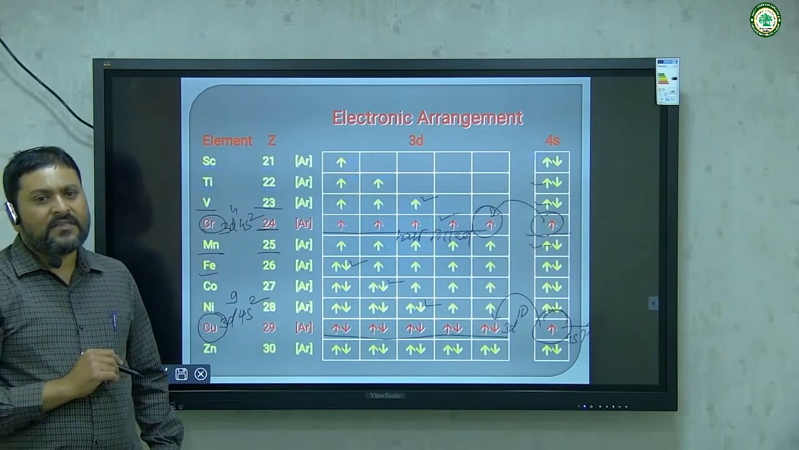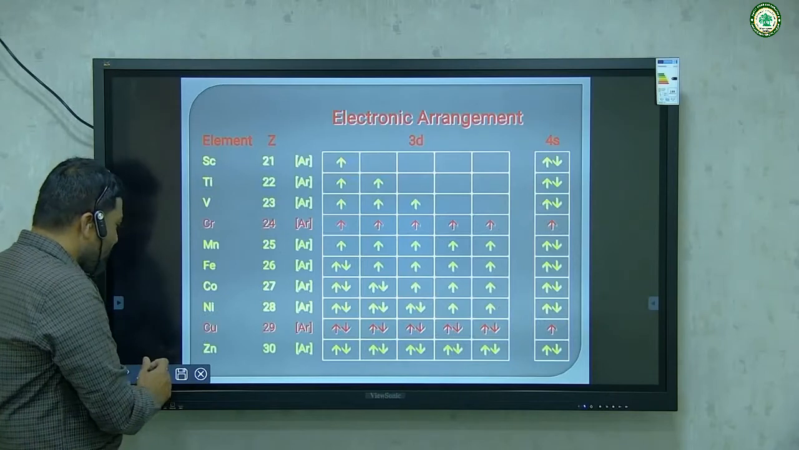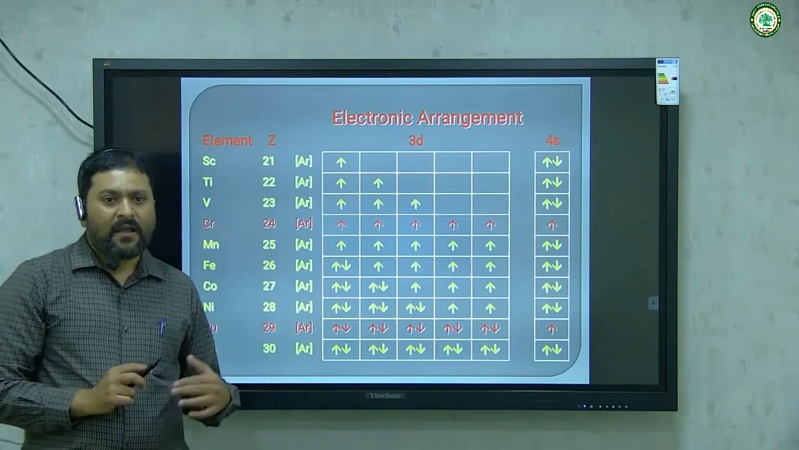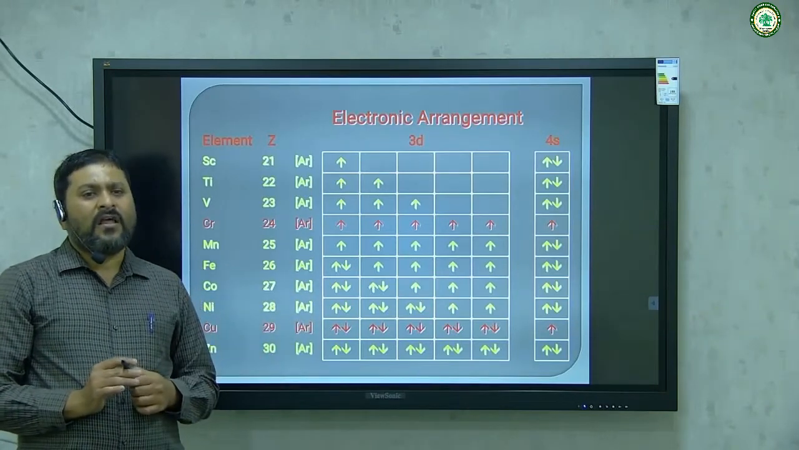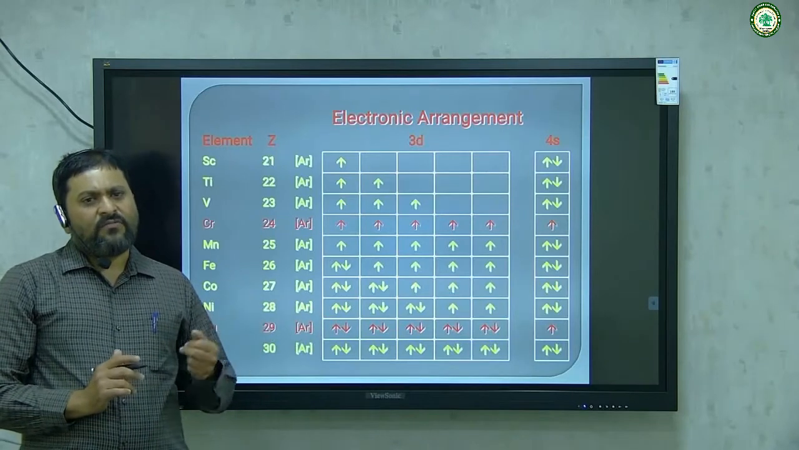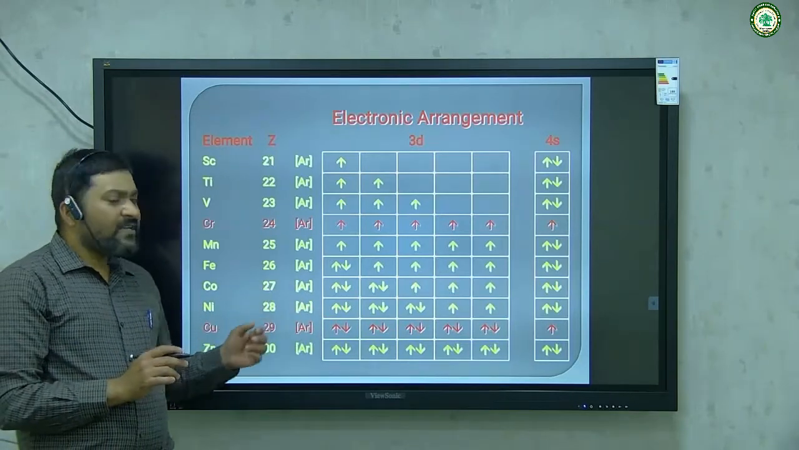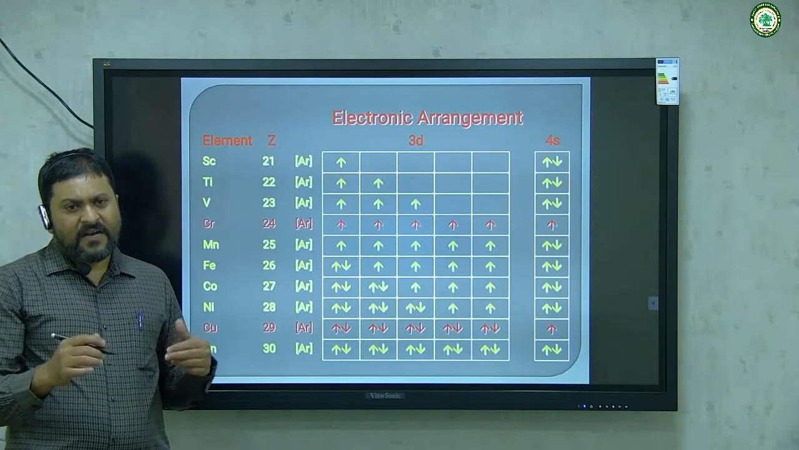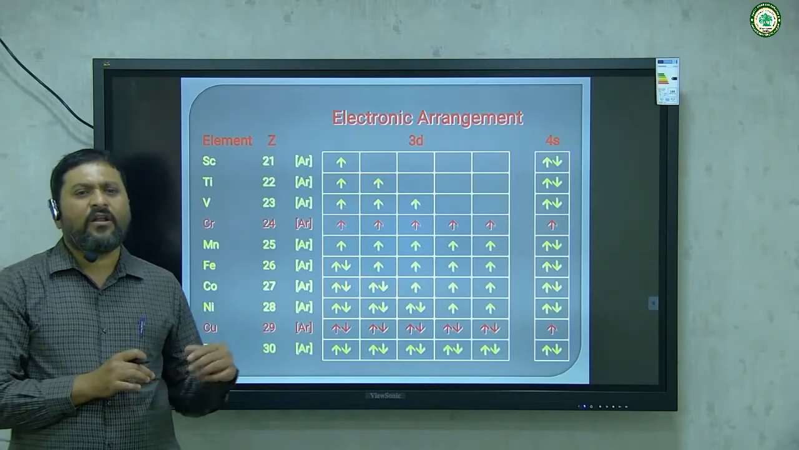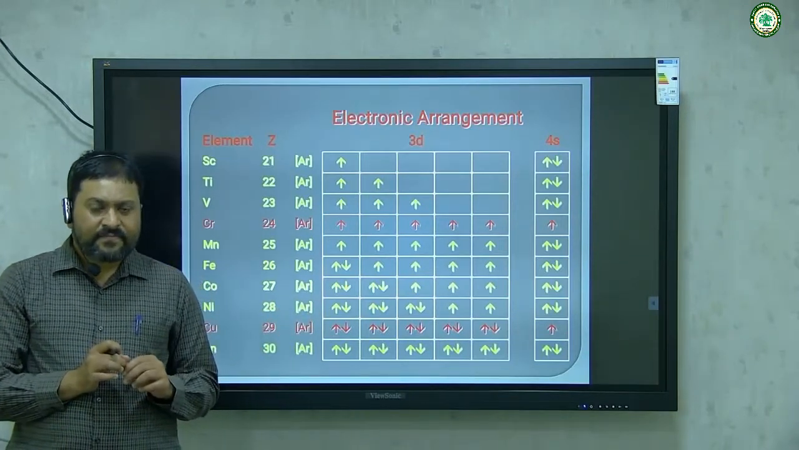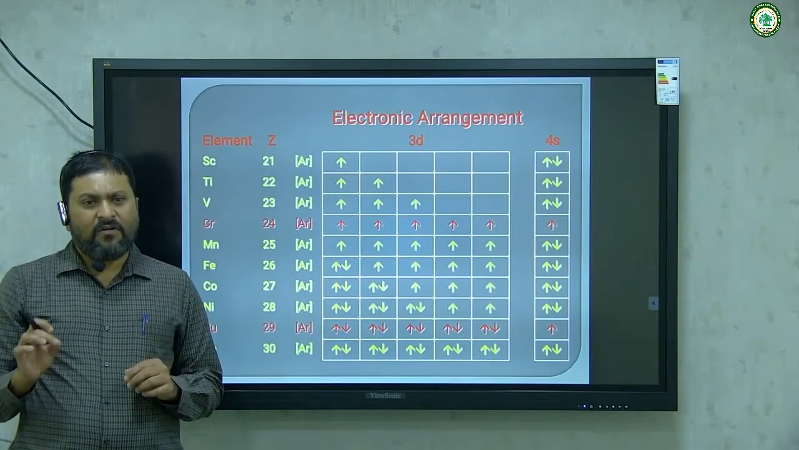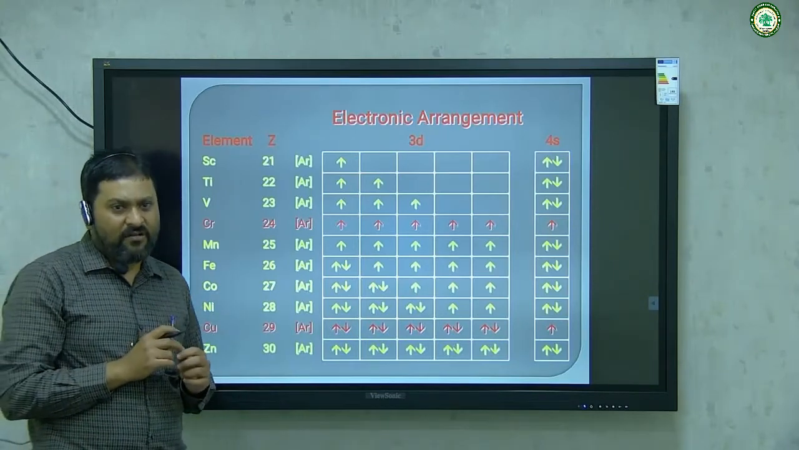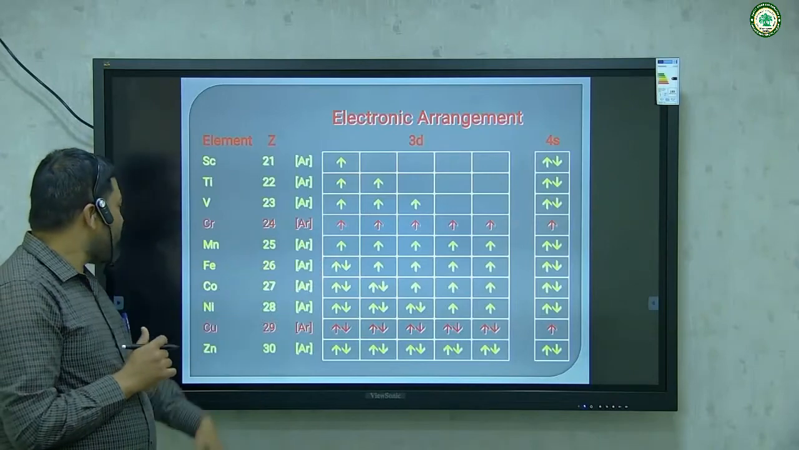While studying the electronic arrangement of transition metal elements, we can say that chromium and copper show anomalous behavior in electronic configuration. In the board exam, a question of 3 marks might be asked: write or justify why there is a difference between chromium and copper, or explain the difference between their expected electronic configuration and observed electronic configuration. At that time we have to give all this explanation.